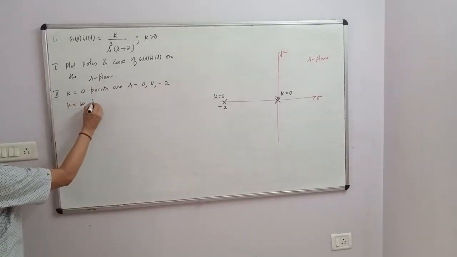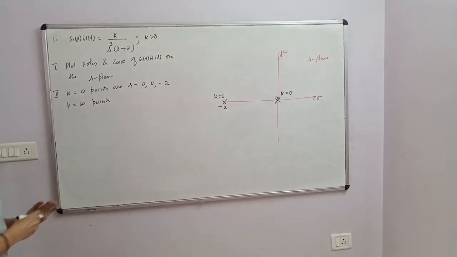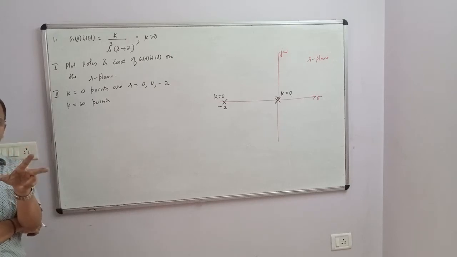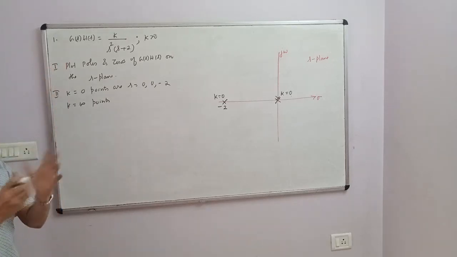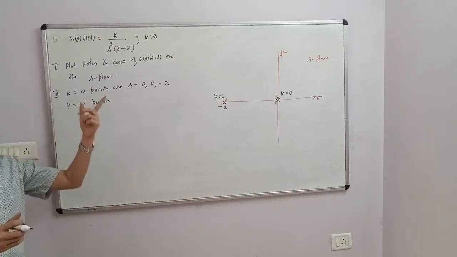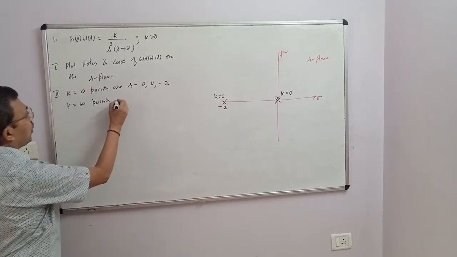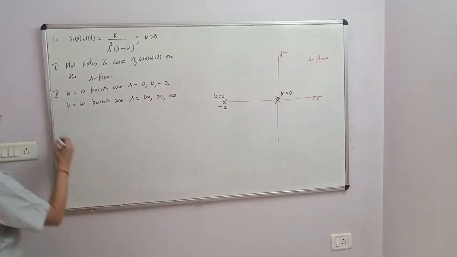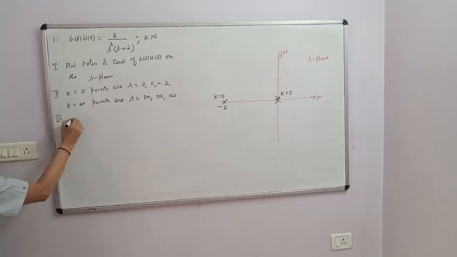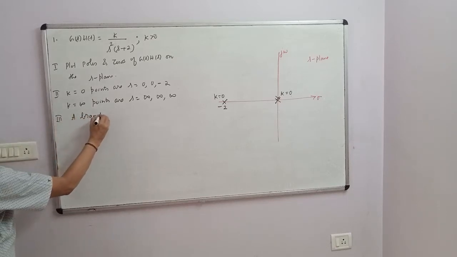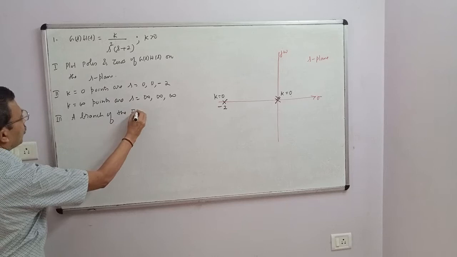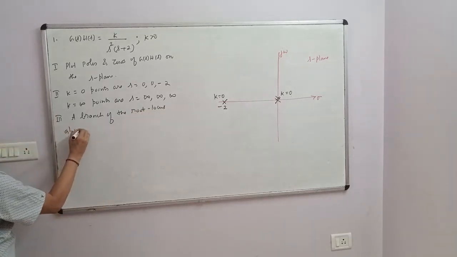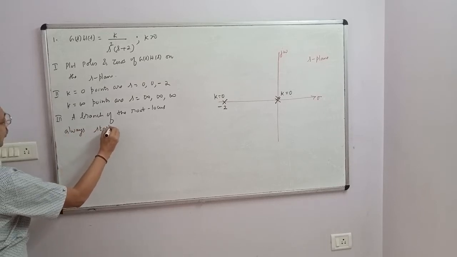K equal to infinity points are, there are 3 zeros. Number of poles must be equal to number of zeros. Number of zeros will have two parts, finite zeros and zeros at infinity. Here there are no finite zeros, hence all the 3 zeros are at infinity. K equal to infinity points are s equal to infinity, infinity, infinity. Third step, a branch of the root locus always starts on a pole.